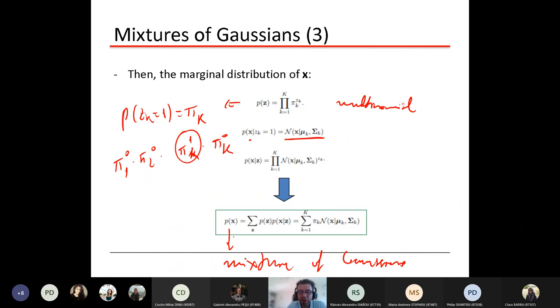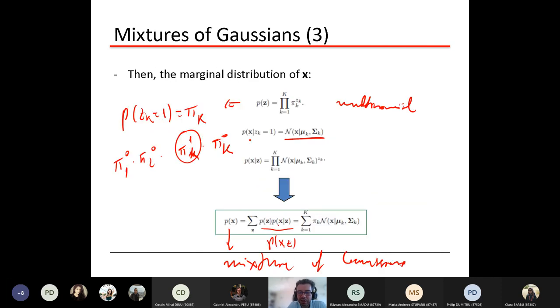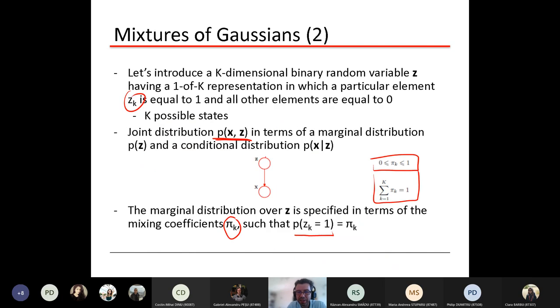Cool, and now we'd like to write the marginal. Now the marginal makes use of what we have above. The marginal is actually a summation over P of X and Z. It's a summation over the joint probability. And we use this Bayesian network, P of X and Z, which is actually P of X given Z multiplied with P of Z.